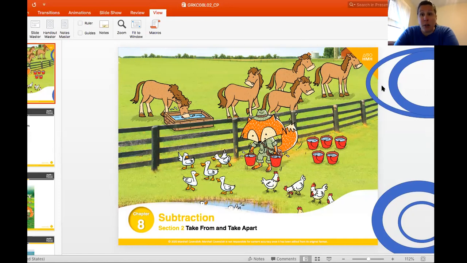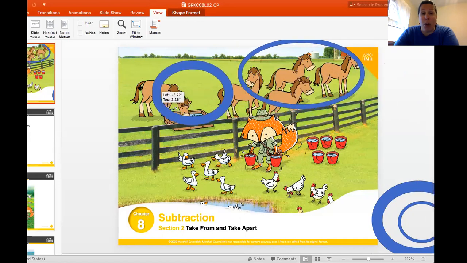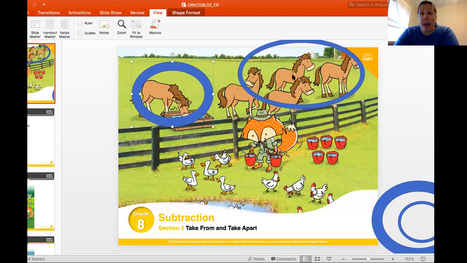Now listen to my story. There were 5 horses drinking water. 4 walked away and 1 stayed. So we had 5 horses and 1 stayed and the rest walked away. How many horses walked away? Well, we know it's in that circle right there. We have 1, 2, 3, 4.